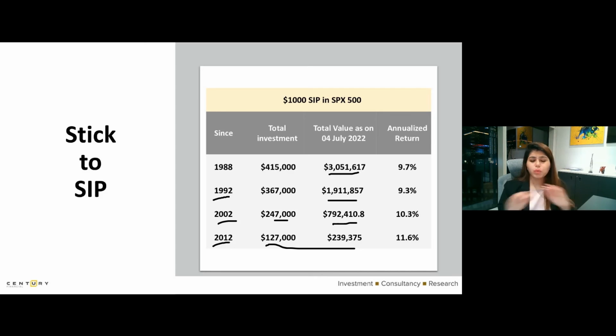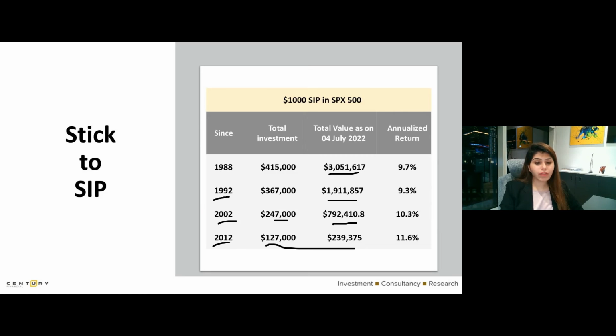No matter where the market is, if it's at the peak or if it's at the bottom, every month diligently $1,000. If you would have invested, say for the last 40 years, the numbers are out there for you. It would have grown up to $3 million.